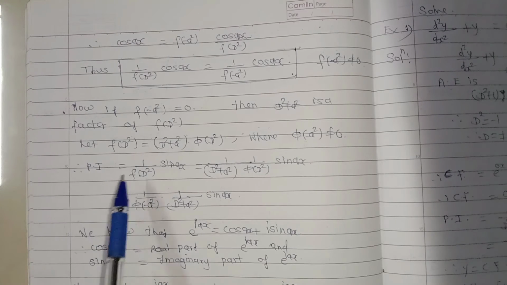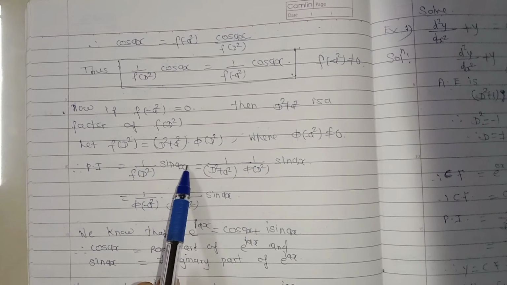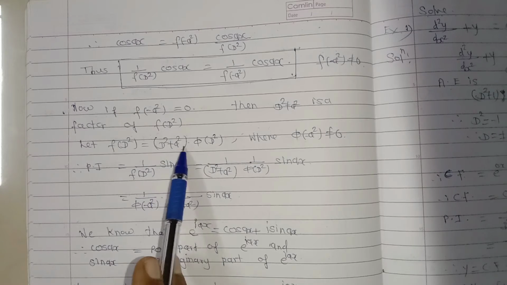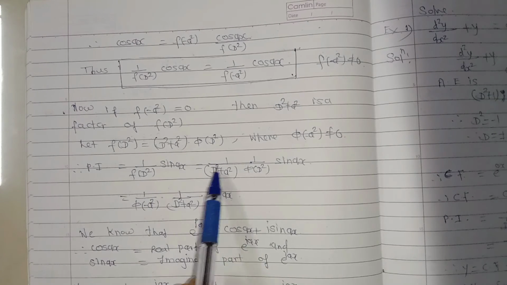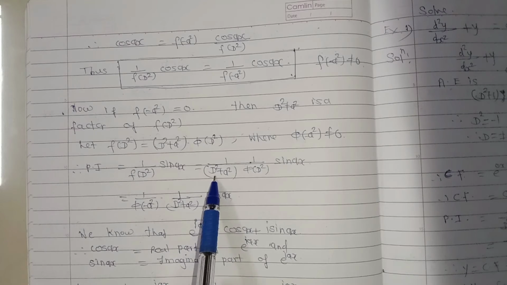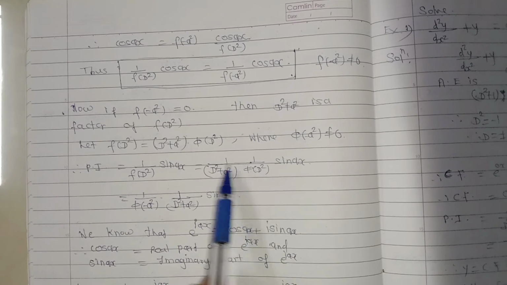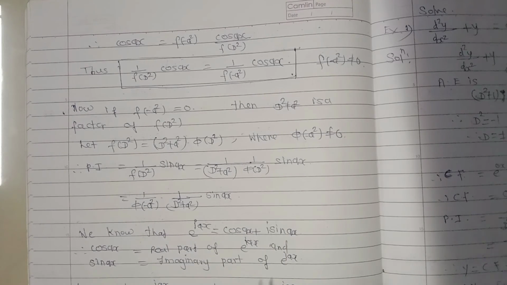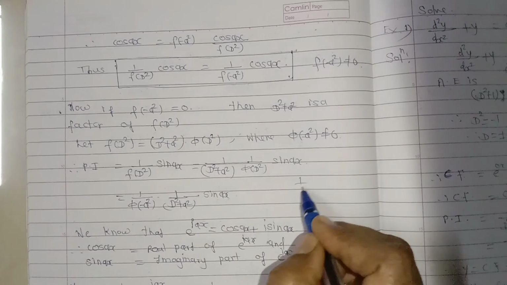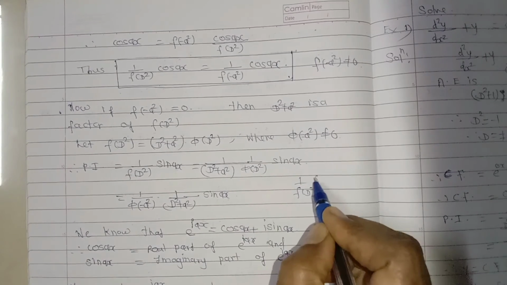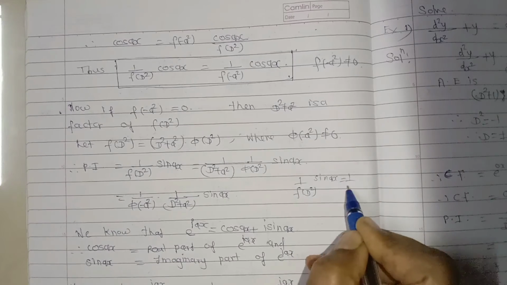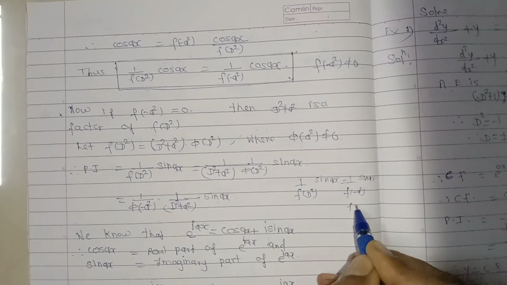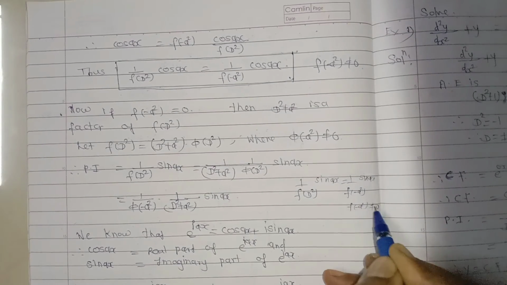Hence, the particular integral equals 1 upon f of D square operated on sin of ax. f of D square is D square plus a square into phi of D square. It is equal to 1 upon, in bracket, D square plus a square into phi of D square operated on sin of ax. Now we use the result 1 upon f of D square operated on sin of ax equals 1 upon f of minus a square sin of ax, where f of minus a square is not equal to 0.